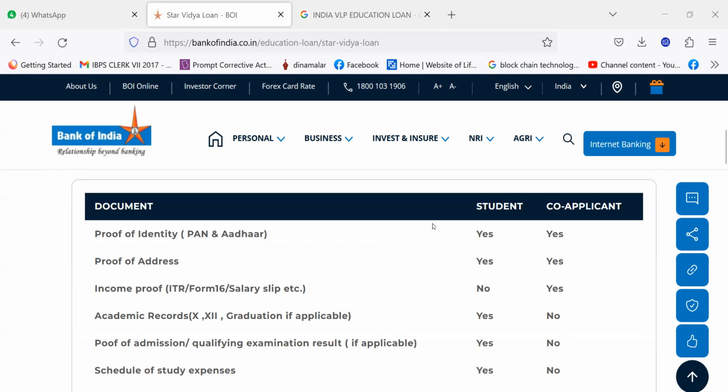Different banks have different schemes for giving education loans. Here, Bank of India says they are willing to give up to 40 lakhs also. See, the traditional scheme RBI introduced initially was a loan of up to 10 lakhs for domestic institutions and 20 lakhs for foreign institutions. But later on, due to inflation, that money has no value. So now it has been raised to 40 lakhs also.